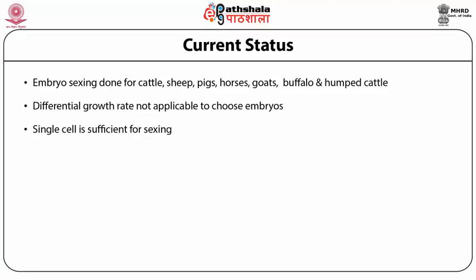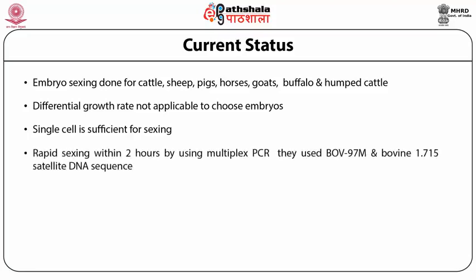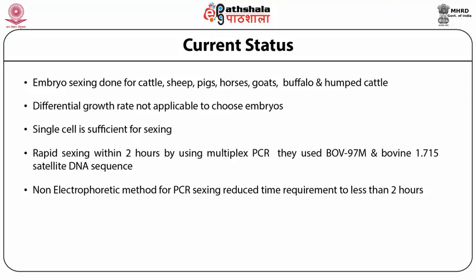of embryo. Rapid sexing within 2 hours can be done by using multiplex PCR, and this multiplex PCR uses BOV 97M and bovine 1.715 satellite. So many kinds of satellite markers can be used for determining sex. The non-electrophoretic method of PCR sexing has reduced the time requirement to less than 2 hours. So very rapidly, by using the PCR technique, we can determine the sex of an embryo.